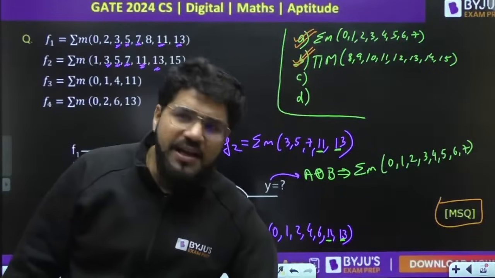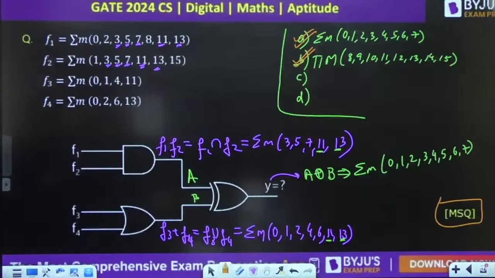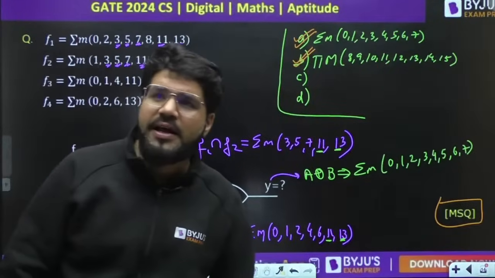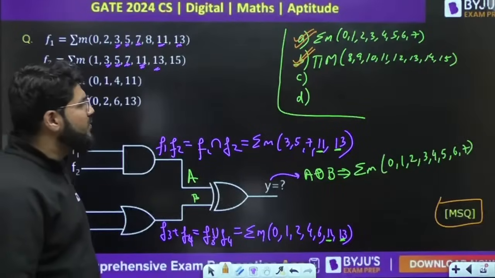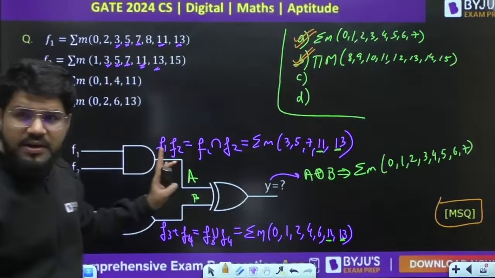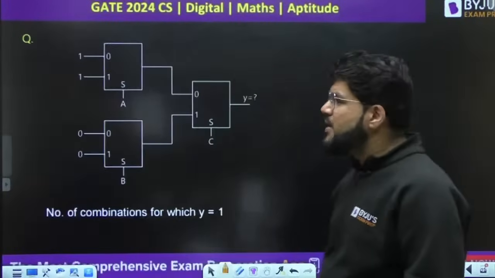Okay, at least I can say A and B are correct here undoubtedly. Summation 0 to 7 and product 8 to 11, 8 to 15, that is 8, 9, 10, 11, 12, 13, 14, 15. Clear? Simple hai. Next question based on multiplexer.